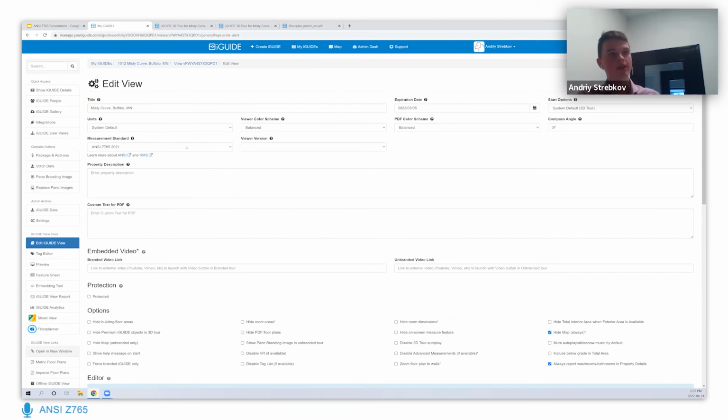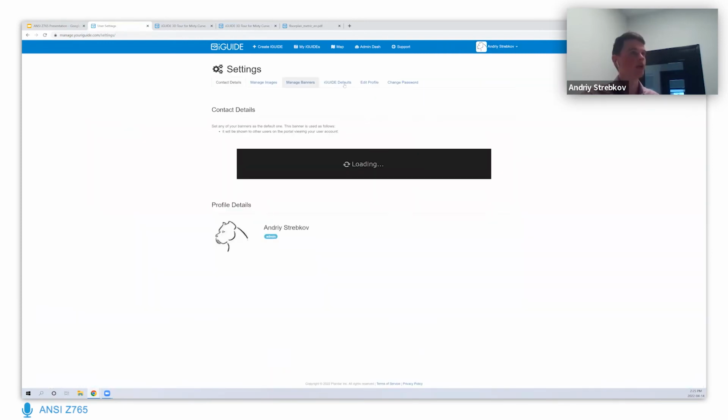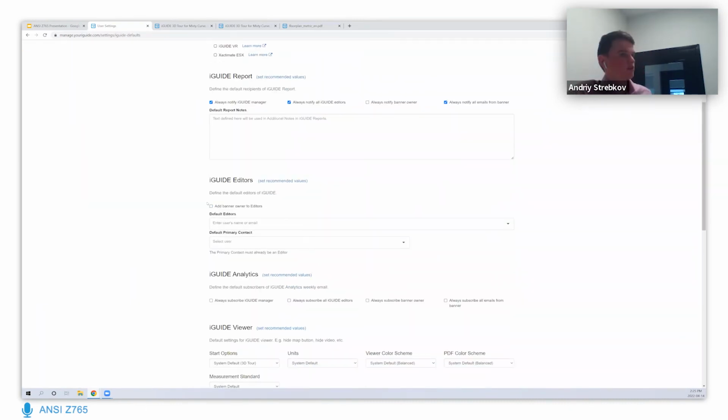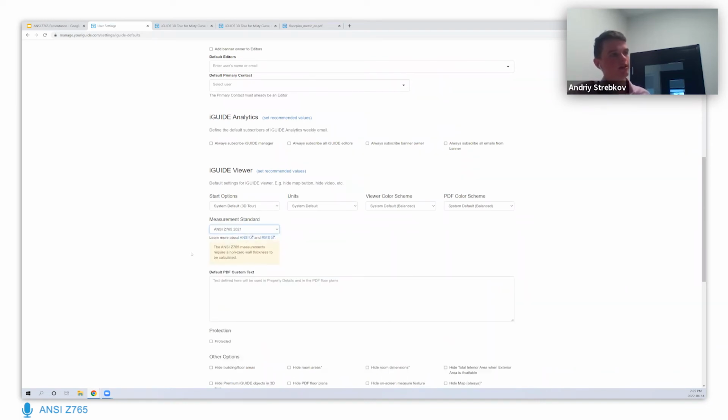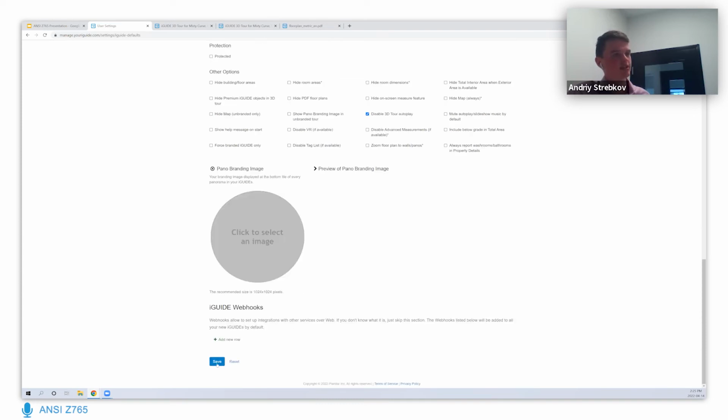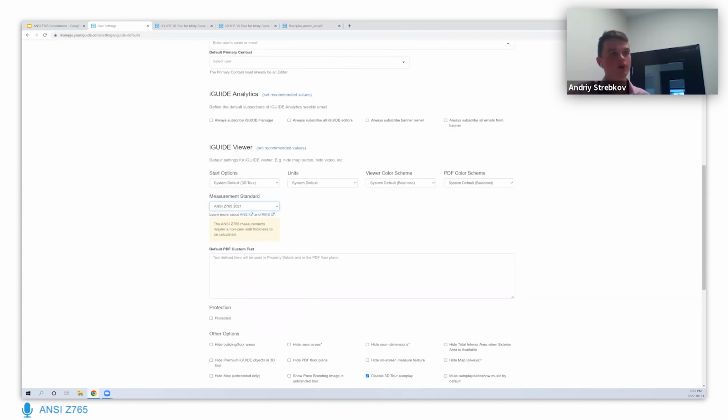But what if you want to use ANSI standards as a default? Let's say every single iGUIDE you create, you want to be following ANSI standard. There is an option for it as well. When you click on your profile here in the top right corner, go to settings and go to iGUIDE default and scroll down, here you'll have measurement standard. You have 3 options: system default, RMS, and ANSI. You select here, for example, ANSI, and you just save it. And now every single iGUIDE you create will be following ANSI Z765 standard. So you don't have to manually change every iGUIDE you create. It will be automatic for you.